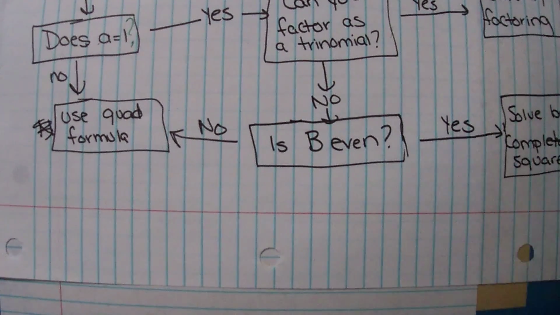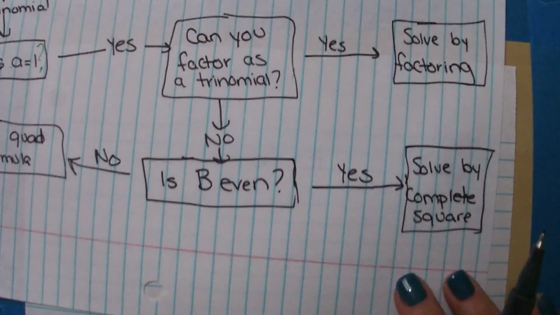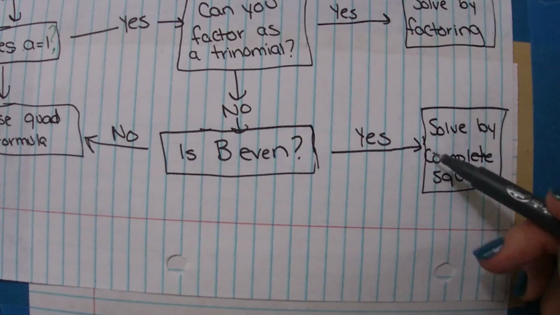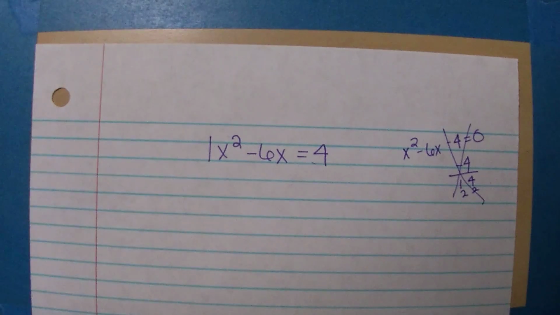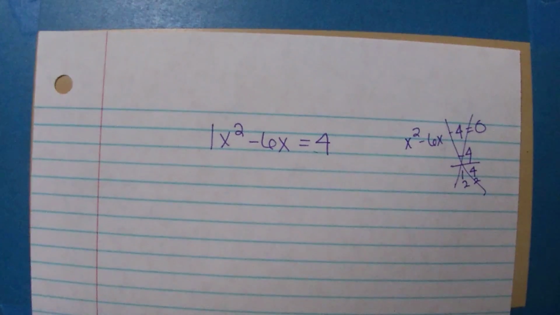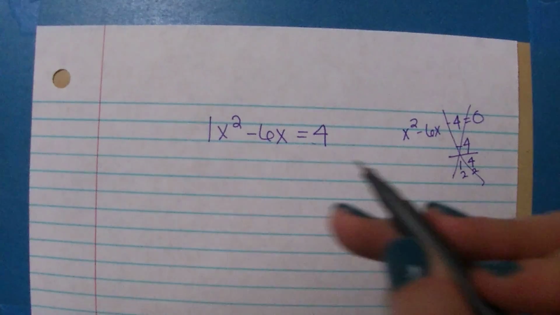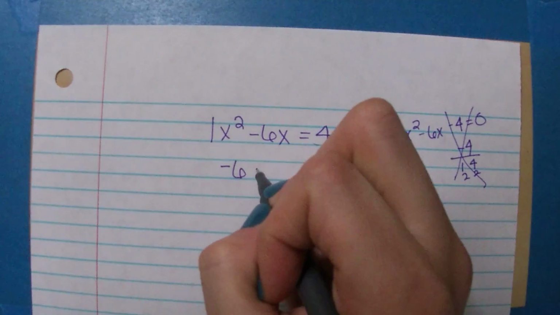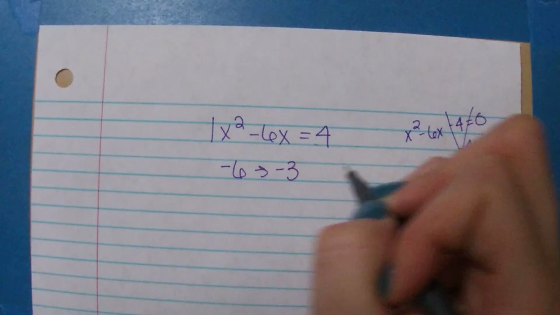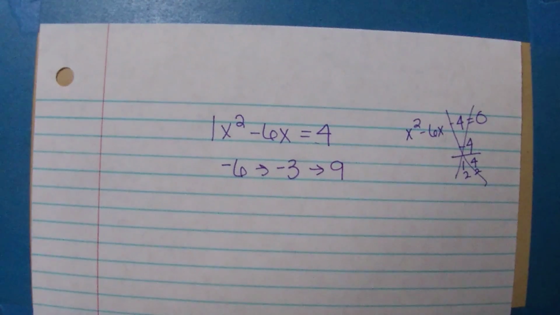Is B even? Well, B in this problem is -6. So yep, B is even. So I'm going to solve by completing the square. Okay, so for completing the square, I need it to be equal to the constant. This is equal to the constant, so that's good news. Okay, so I'm going to find B, which is -6. Take half of it, which is -3. Square that, which is 9.